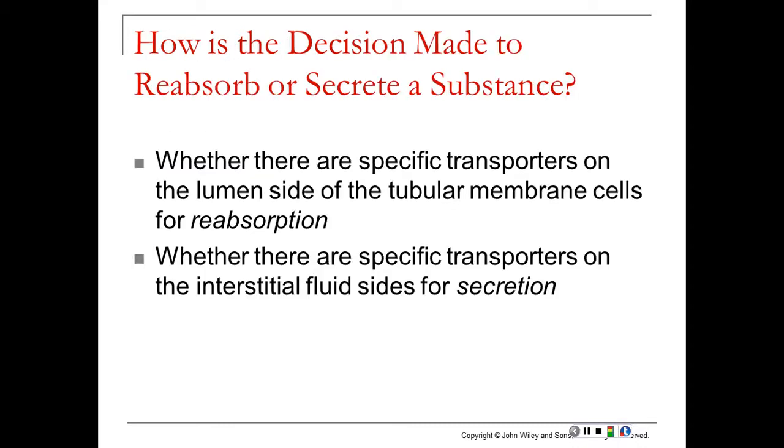So, how is that decision made to either reabsorb or secrete a substance? It ultimately depends on the concentration inside that lumen. Whether that specific transporter is present, that's going to mean that reabsorption occurs. In other words, let me see if I have a diagram here. Oh, there's a whole video on it. Let me try to draw it out for you so you can get an idea of what I'm talking about.